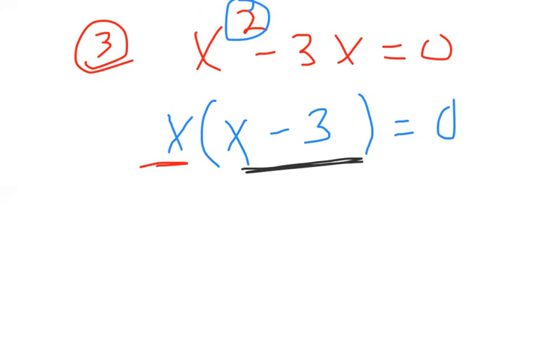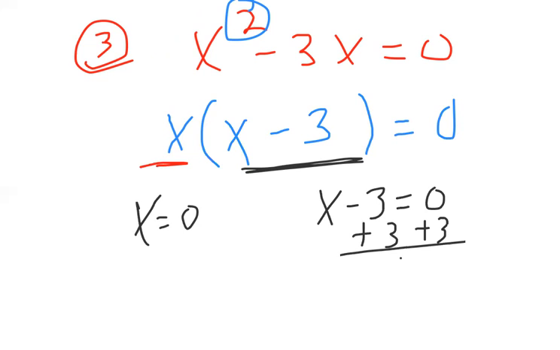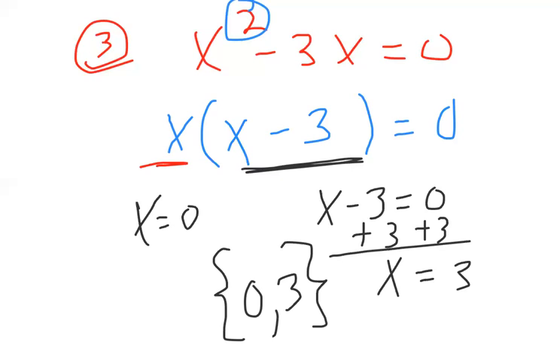So now you want to set each one equal to 0. Look at that. That's already solved. x is equal to 0. That's one of the solutions. You figured that out already. And take the other one, set it equal to 0, and also solve this to get x equals 3. So there's your 2 solutions, 0, 3, and just like that, we're done.